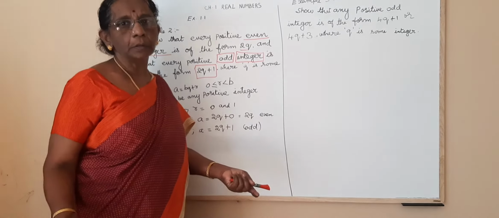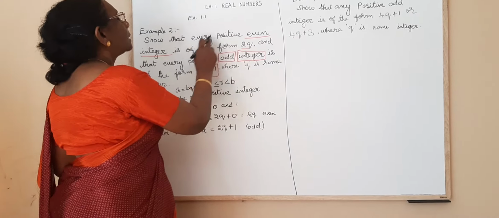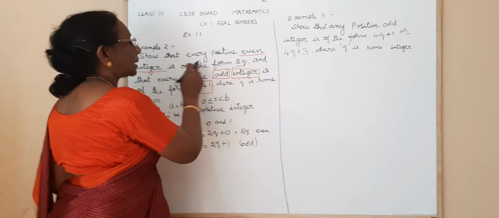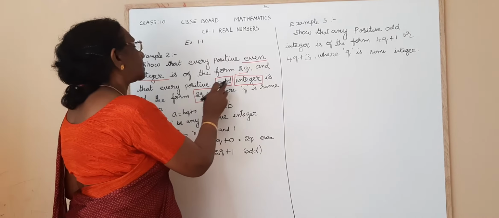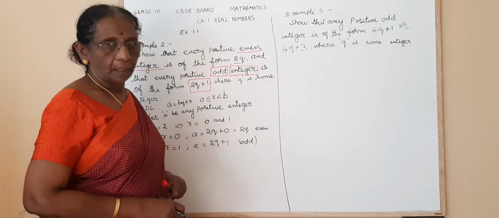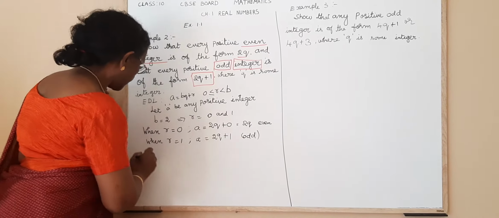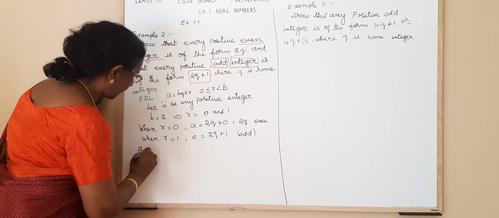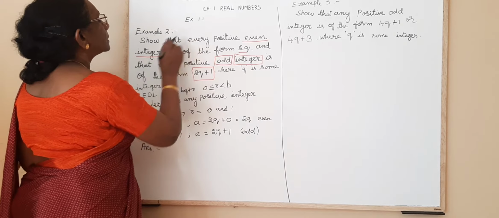So we have proved. What we have proved? Every positive even integer is of the form 2q, and that every positive odd integer is of the form 2q plus 1. Have you understood? Now we have to write the answer. Answer you can write from the question itself, starting from this.